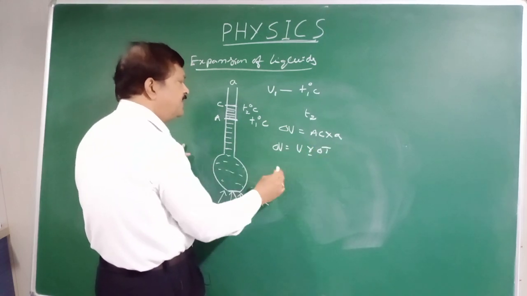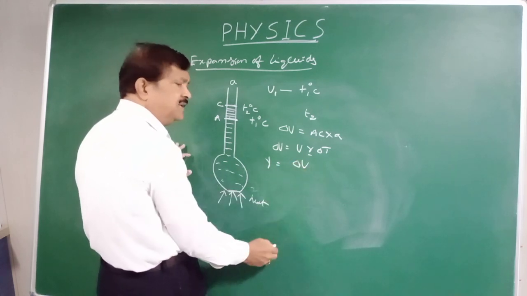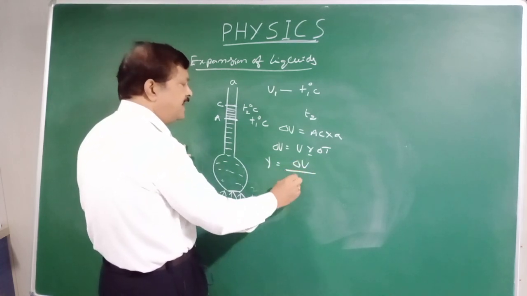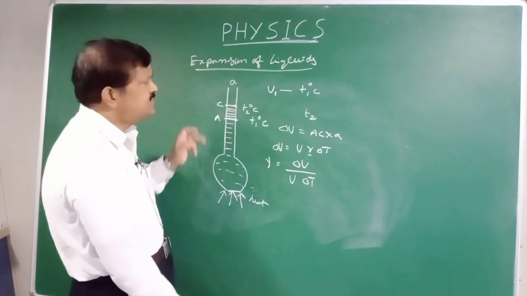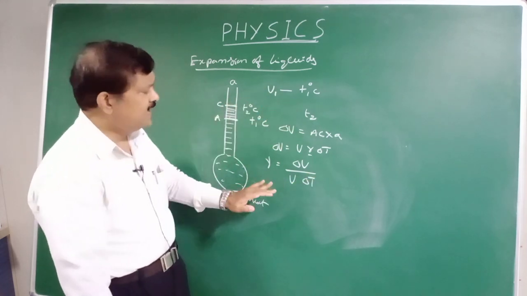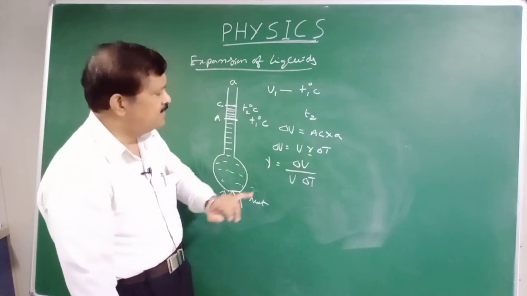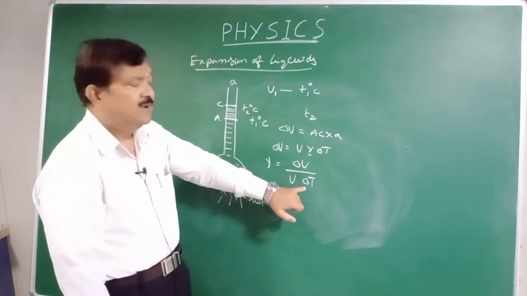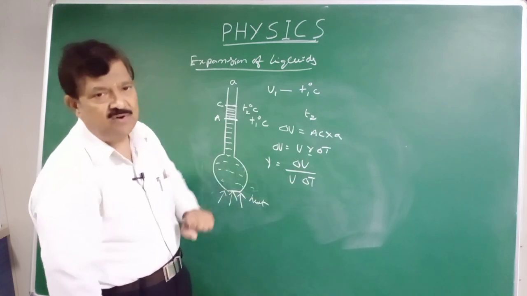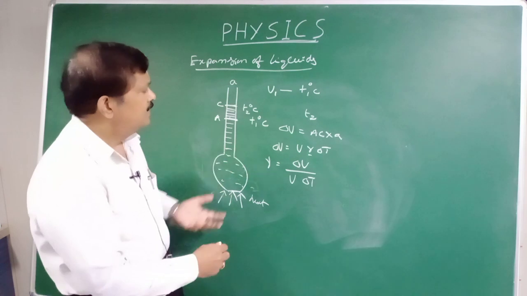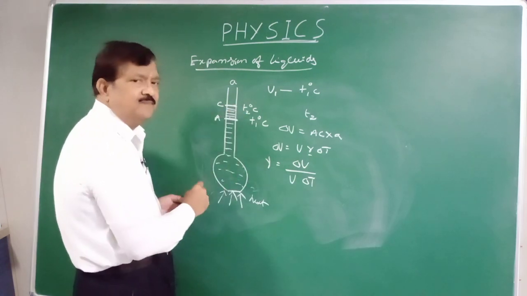Otherwise, the coefficient of expansion gamma equals the change in the volume divided by the initial volume into the change in the temperature. Just as in the case of solids, we can define the value of gamma. So gamma is the change in the volume divided by the initial volume and the change in temperature. From this equation we can find the value of gamma. So now we got the coefficient of volume expansion of the liquid.